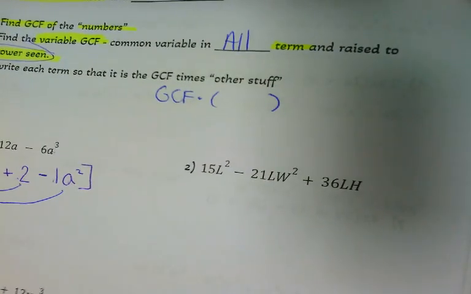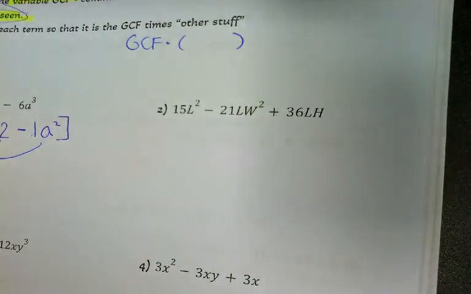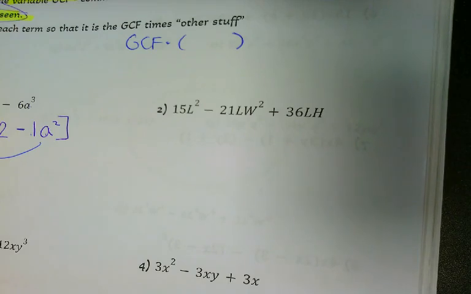All right. Try number 2. So first check and see if there's a number they have in common and then a variable as well. Could you pull something out of each of those numbers and variable?